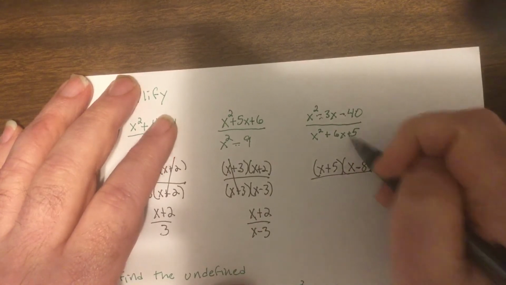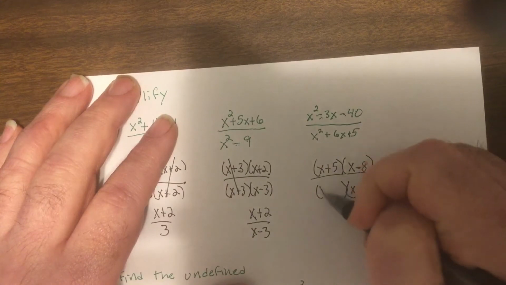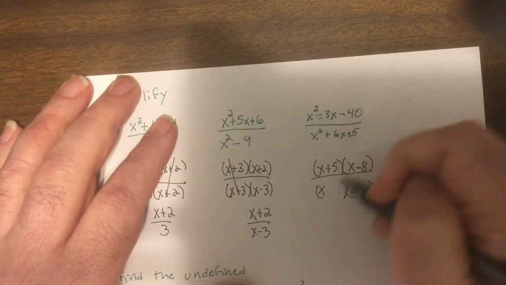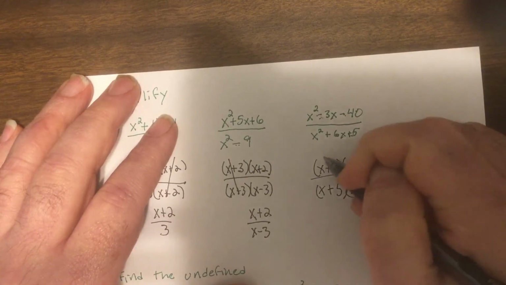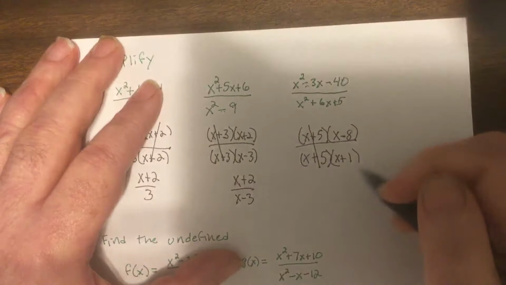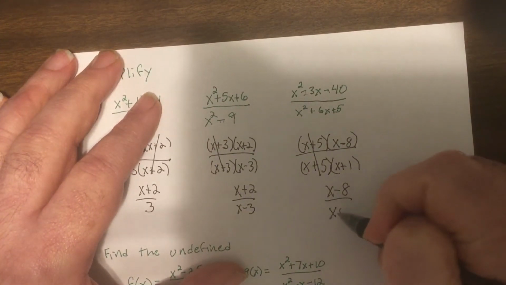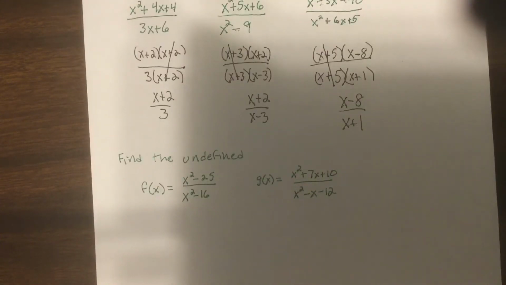Okay, this last term is plus, so you're adding the factors. What do you add to get 6? But you multiply to get 5, and that is 5 and 1. The x plus 5's cancel. So it'd be x minus 8 over x plus 1. Wow, that was fun. 2 more problems to do.